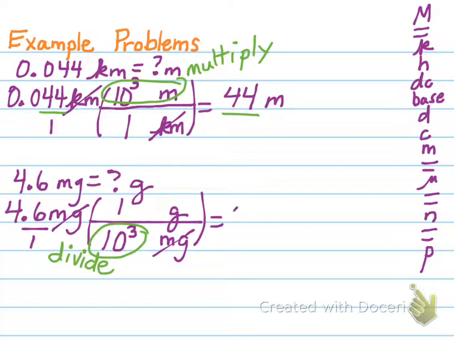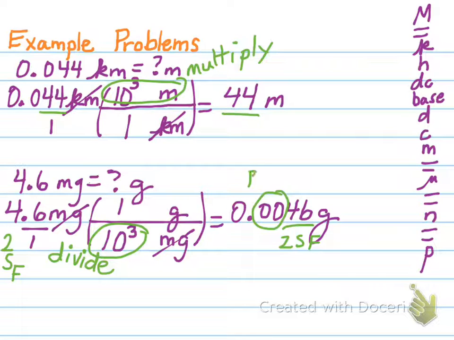So our answer for this one is 0.0046, and again we have to have our units. Again, if we take a look at significant figures, this has two significant figures, so my answer has to have two significant figures, which it does. Remember, these zeros are just placeholders, so they are not significant. So there's our answer for that one. All right. Again, I'm going to put my metric system over here.